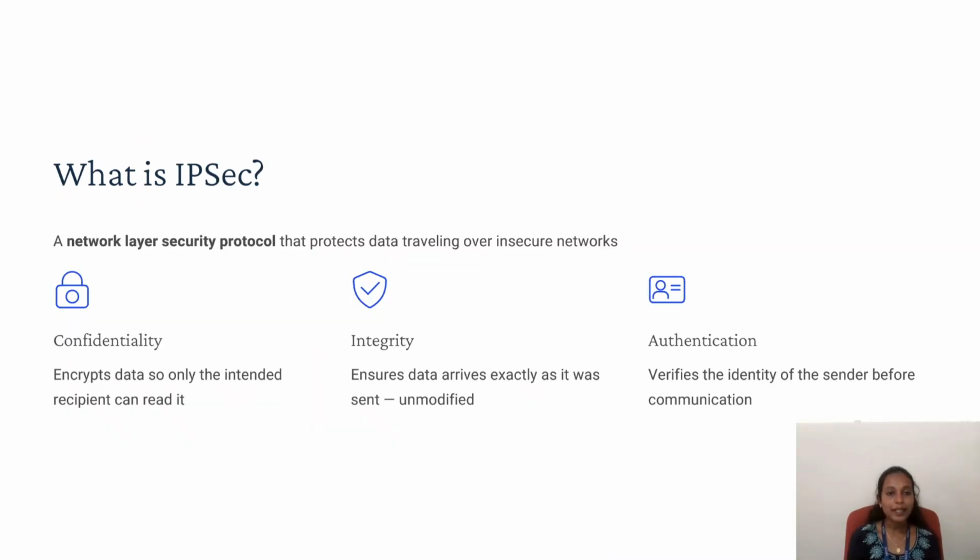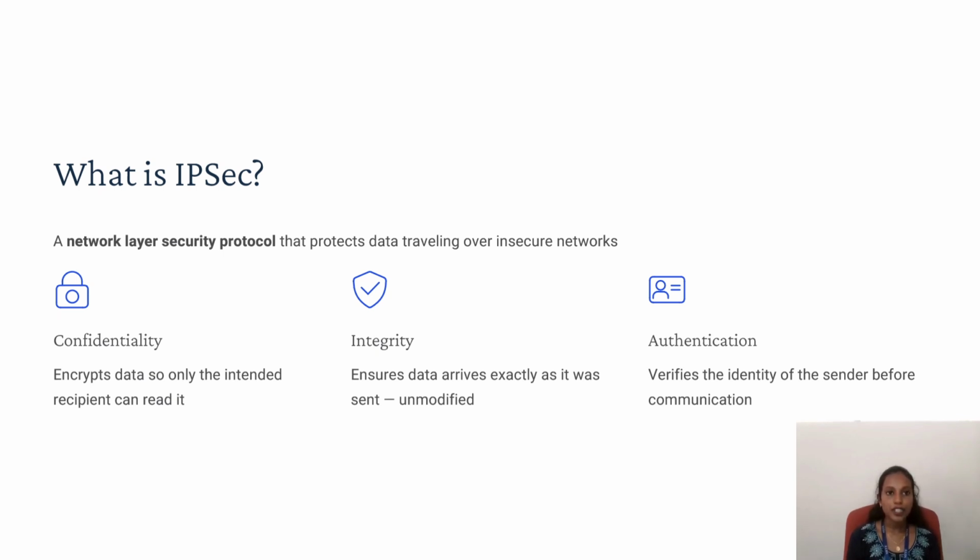What is IPsec? IPsec stands for Internet Protocol Security. It is a protocol suite that operates at the network layer of the OSI model. Unlike application-based security, IPsec protects all types of traffic, making it highly efficient. Now let's understand the core features in depth.